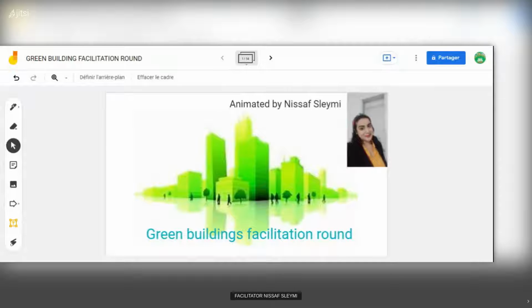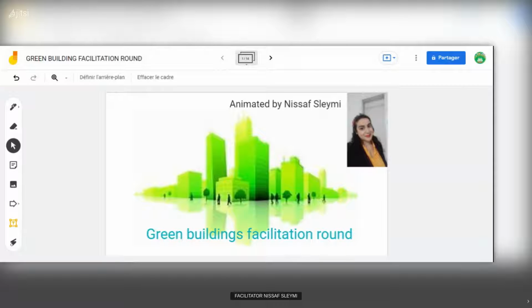Our first facilitation session, first round about green buildings practices. We are going to facilitate things. We are going to make things easy and more effective understanding of the whole concept of this green buildings practices.